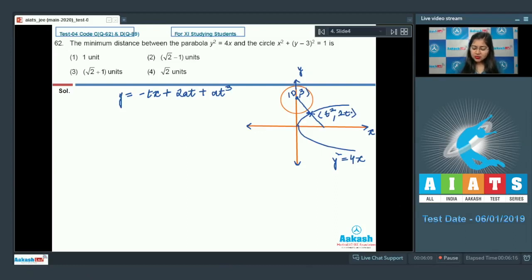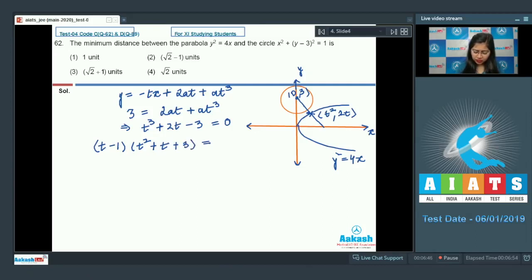Now as the normal is passing through the center of the circle, it will satisfy (0, 3). So we can write 3 equal to 0 plus 2at plus at cube. Putting the value of a equal to 1, we will get t cube plus 2t minus 3 equal to 0. Now here we can say that by hit and trial, t equal to 1 is satisfying the equation. So the factors will be (t minus 1) into (t square plus t plus 3) equal to 0.